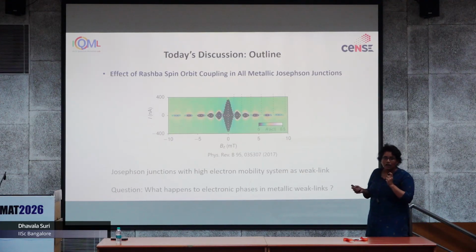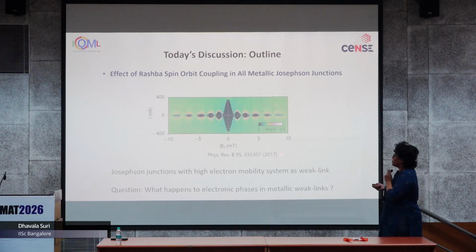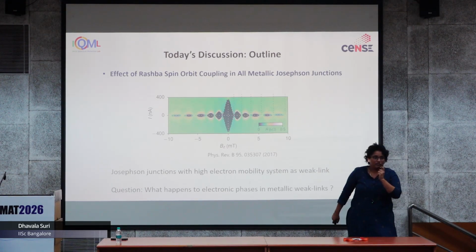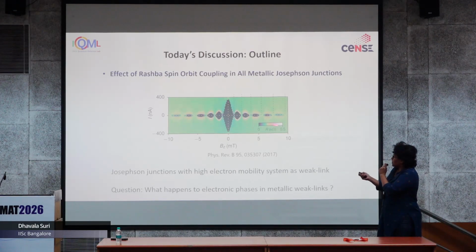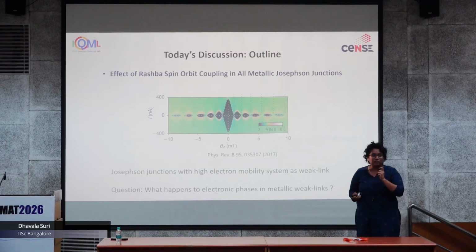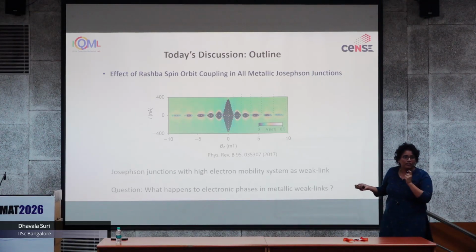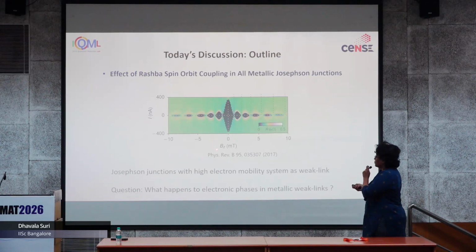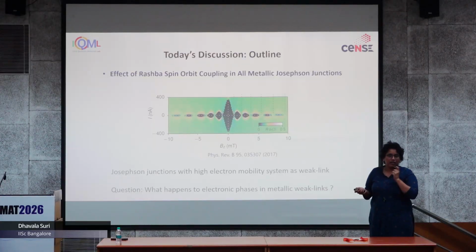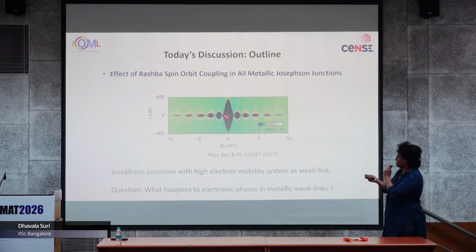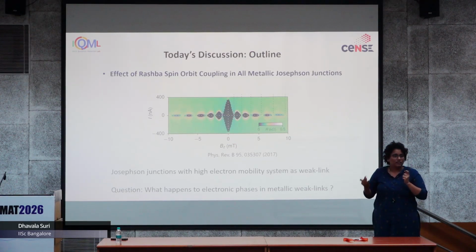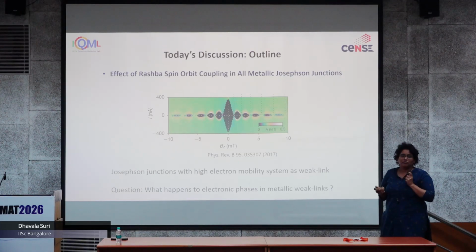So that was a brief overview of what we do, but most importantly, today's discussion will be on something along these lines, but it will be about engineering Rashba spin orbit coupling in all metallic Josephson junctions. Okay, so something like this is quite familiar to this audience, I believe, because of the kind of talks that have already been given. Here you see basically something called a magnetic interference pattern, where critical current oscillates as a function of applied external magnetic field, and this is in indium arsenide.